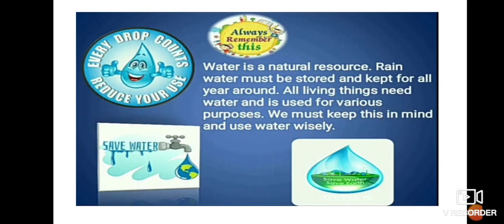Students, always remember this. Water is a natural resource. Rainwater must be stored and kept for all year round. All living things need water and it is used for various purposes. We must keep this in mind and use water wisely.